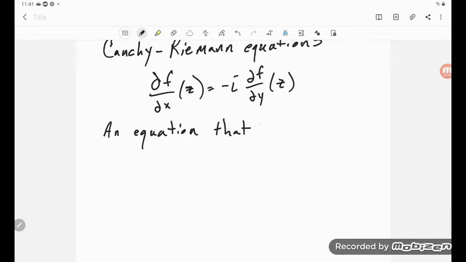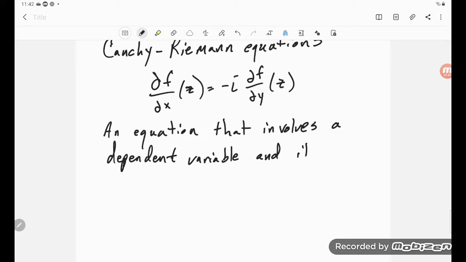that involves a dependent function, or dependent variable, and its partial derivatives. And that's what makes it a partial differential equation.